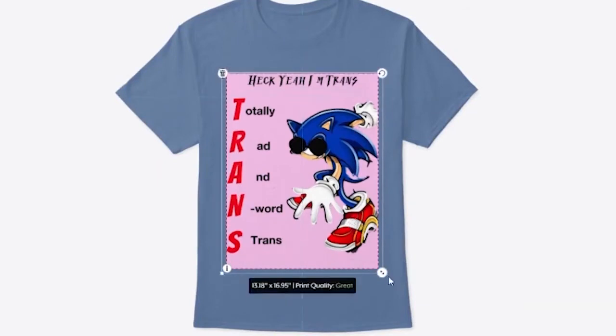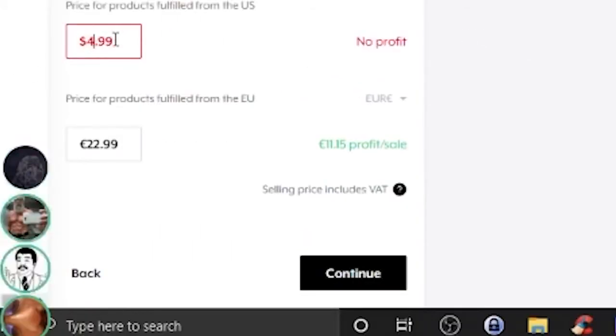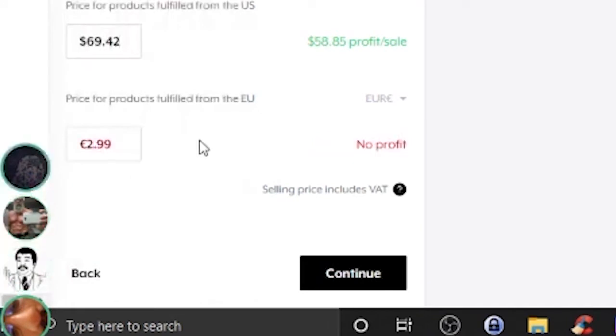You know what? I'm not going to lie, it kind of looks not that bad. What price do you want the shirts to be? $4.20? No, we don't make any profit. $20. $69. $69.42. That makes sense. Yeah, we make $58 profit. Or nobody's gonna buy this.